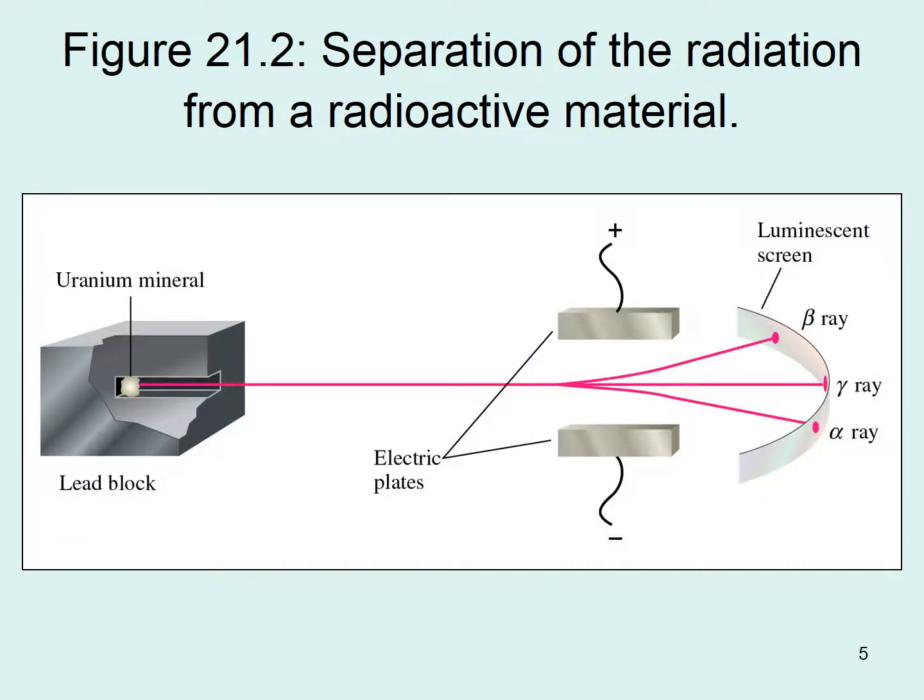All right, so this is just a picture of the uranium metal, and the radiation is sent through some electric plates, and you can see that the beta particles are attracted to the positive side, the alpha particles are attracted to the negative side, and the gamma ray goes straight through, so they are neutral.